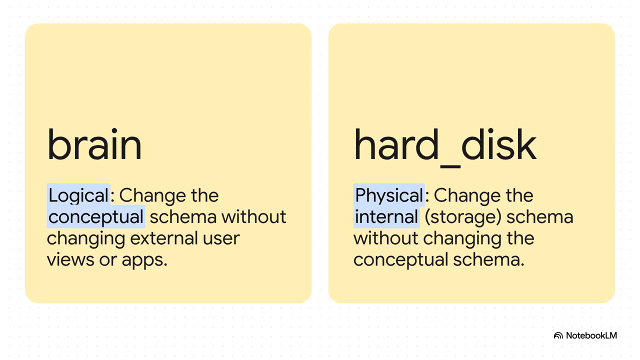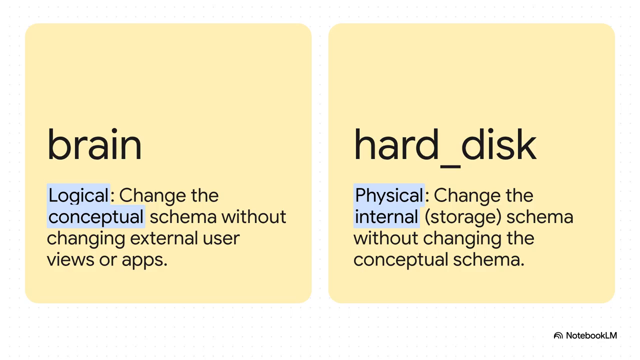This architecture gives us two incredibly powerful kinds of freedom. First, you've got logical data independence. This means you can change the master plan, like adding a birth date to a student's record, without totally wrecking the accountant's financial reports. Then, you have physical data independence. This lets you change how the data is actually stored, say adding an index to make searches way faster, without changing the master plan at all.